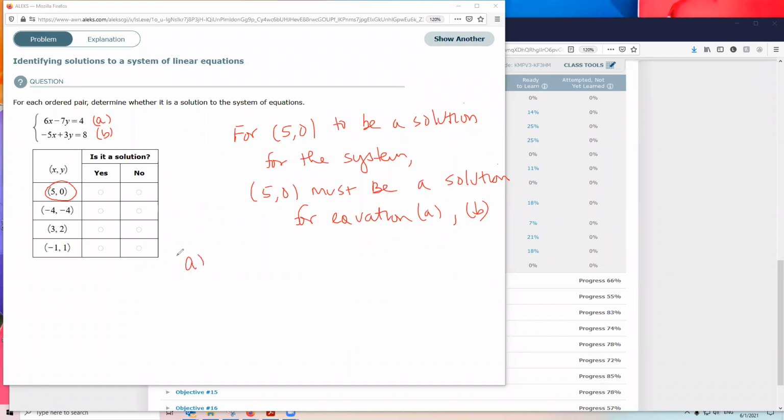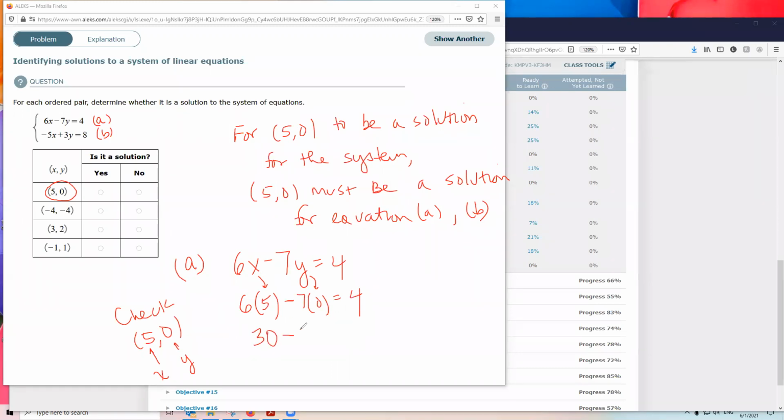Let's take equation A, 6x minus 7y equals 4. I'm going to check 5, 0. Well, I know 5 is the x value and 0 is the y value. So I'm going to plug in x equals 5 here and y equals 0 here. And I want to know if this is a true equation or not. Well, this is going to be 30 minus 0 equals 4. That's 30 equals 4. That's a false equation.